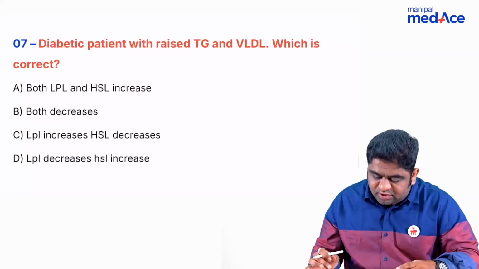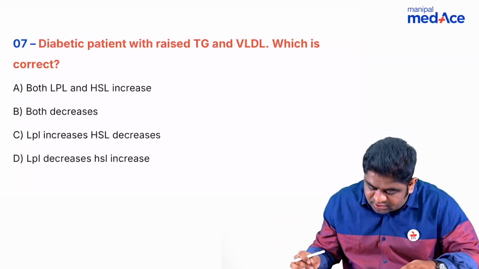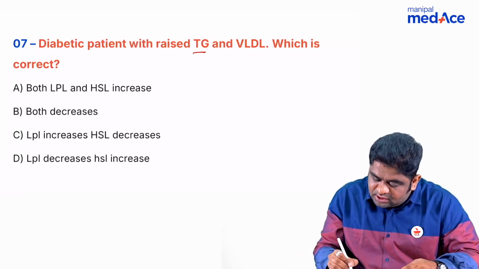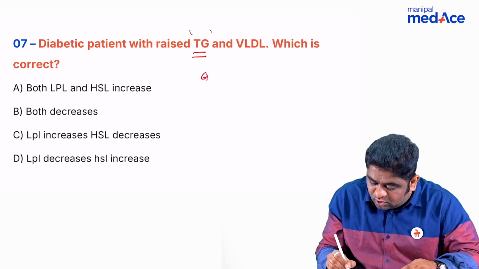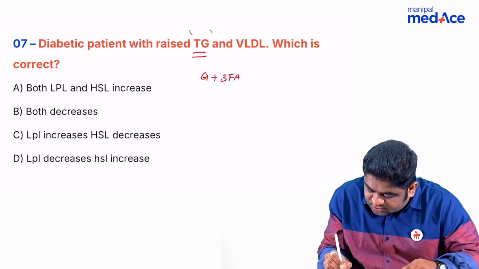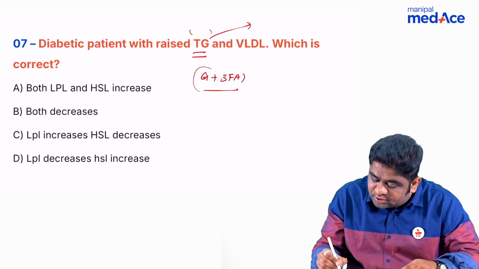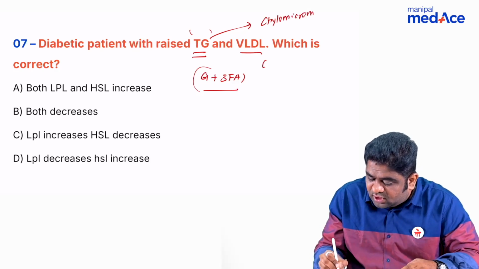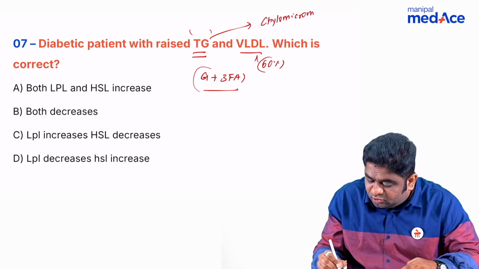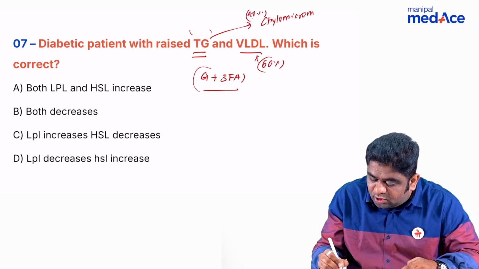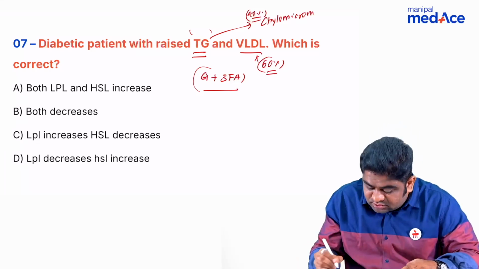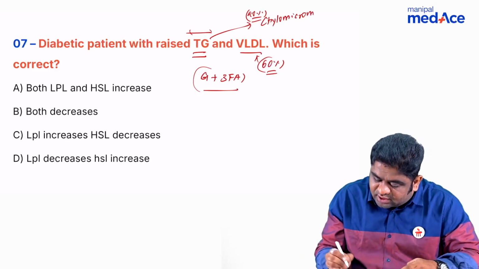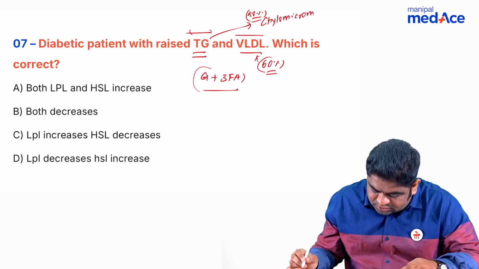Okay, now this is a very beautiful question. Diabetic patient with raised triglyceride and VLDL. What do you understand from this? See, triglyceride is actually glycerol plus 3 fatty acids. Now this triglyceride is present in 90% composition in case of chylomicron, and 60% composition as a part of VLDL. Now, when there is a raise in the triglyceride and also in the VLDL, which is the correct answer?